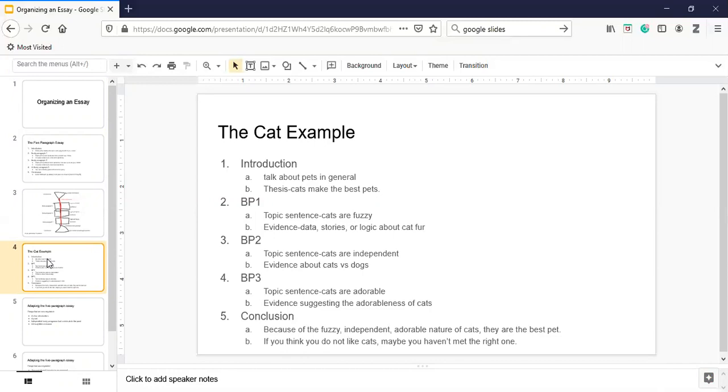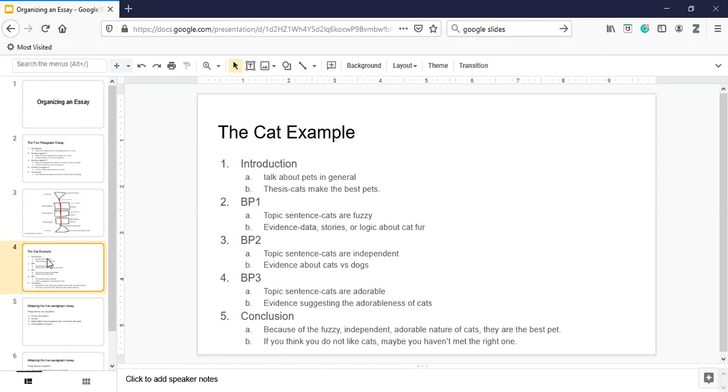And in your body paragraphs, you want to be really careful and make sure you're only talking about one thing at a time, right? So in my first body paragraph, I might talk about how cats are fuzzy. And this makes them great pets, right? And in that paragraph, I could include data, right? So numbers or research. I could include stories, so maybe personal narratives, or I could just include logic and logical statements about cats being fuzzy. But I only want to talk about fur in that paragraph, right?